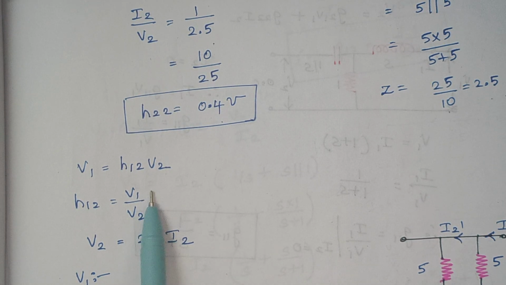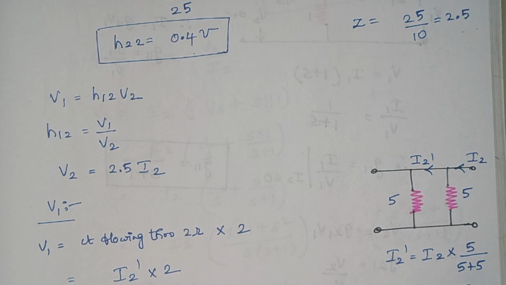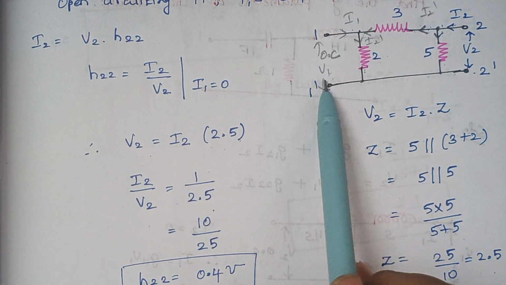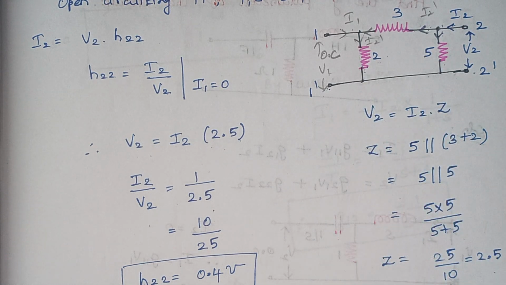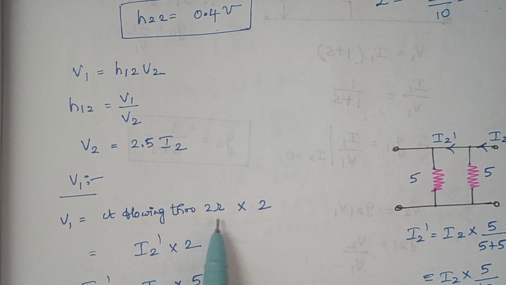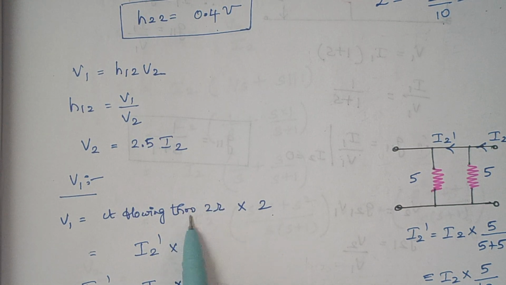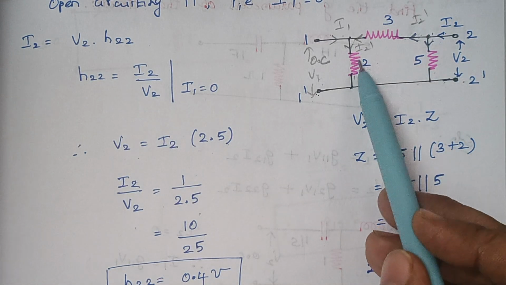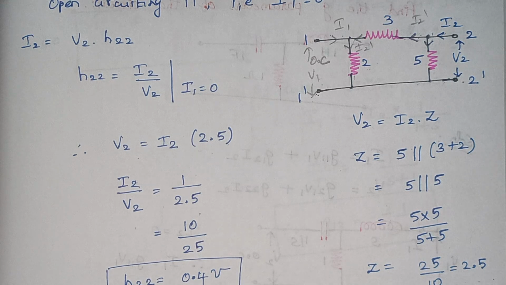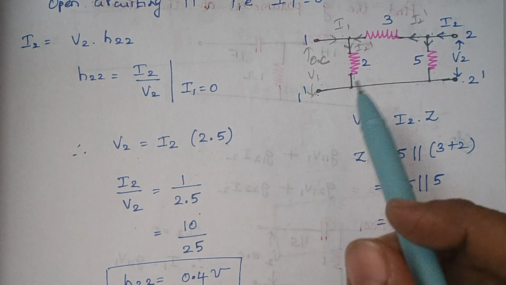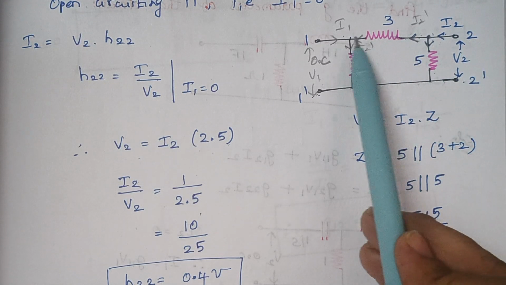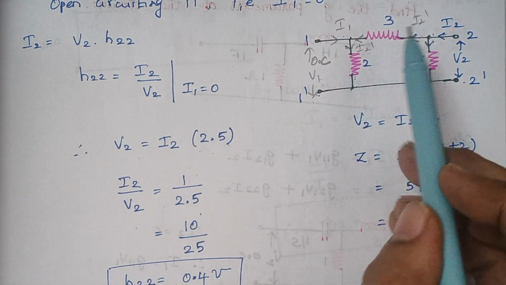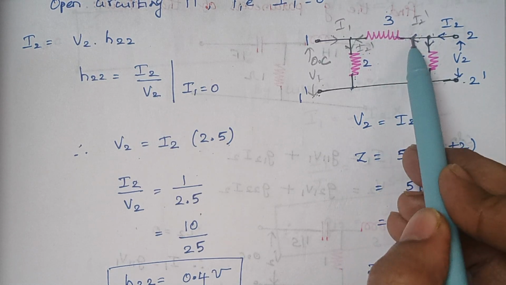Now we are going to find the value of V1. Again we will go from this diagram. What is V1? This V1 is nothing but the voltage impressed across this 2 ohm resistor. So V1 is given by the current flowing through 2 ohm multiplied by 2. We don't know the current that flows through this 2 ohm, so we are assuming it as I2 dash. Okay, let it be I2 dash. Now we are going to calculate the value of I2 dash. Listen carefully. These two resistors are connected in series. So the current flowing through this 2 ohm is I2 dash, which means obviously the current flowing through this 3 ohm is also I2 dash.